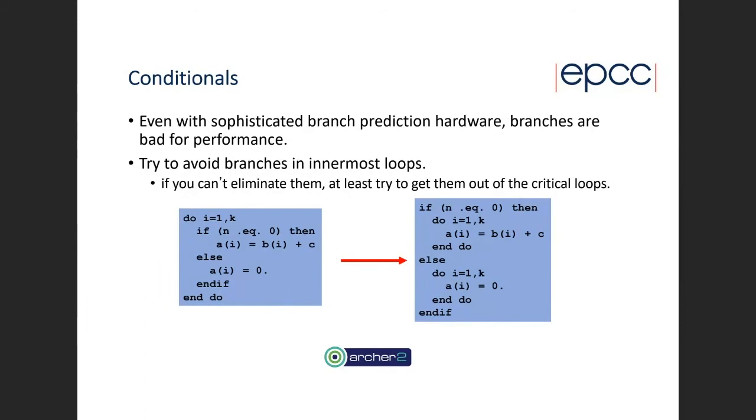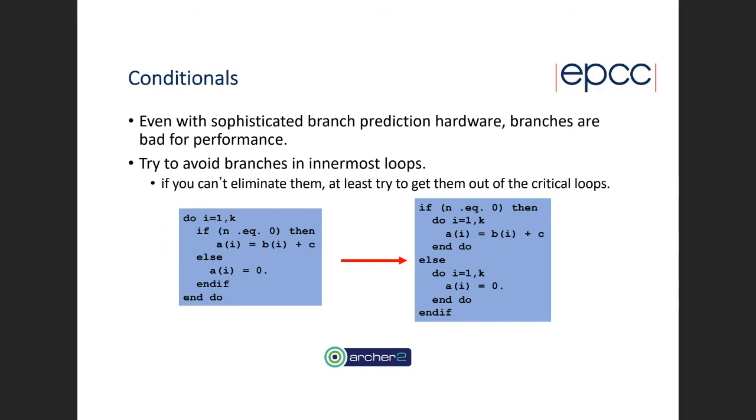Okay, so the next topic is conditionals. Even if we have fairly sophisticated branch prediction hardware, branches are still bad for performance. They're bad because they inhibit the compiler from doing a lot of the important optimizations. So we really want to try and avoid having branches in innermost loops if we can. If you can't eliminate them entirely, at least try to get them out of the critical loops.